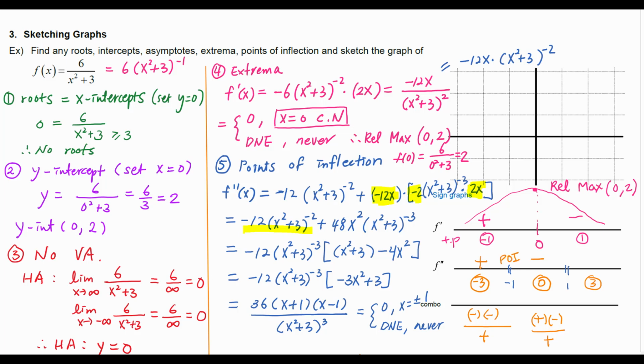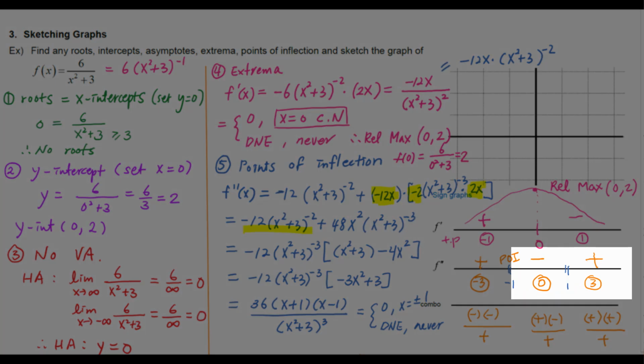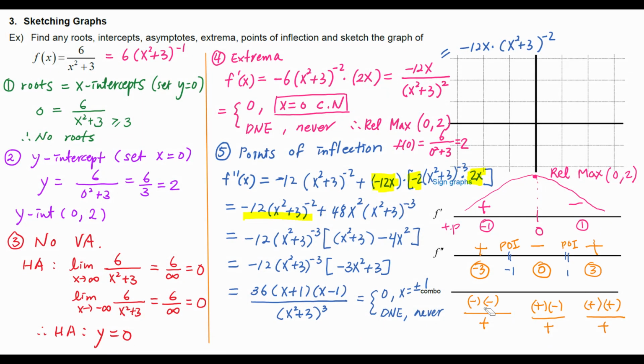How about 1? Well, we have to check the sign for 3. If you plug 3 into f double prime, it is 3 plus 1, positive; 3 minus 1, positive. In the bottom, 3 squared plus 3 is positive, and a positive number cubed is positive. So I do get positive. So again, there is a sign change before and after 1, and so 1 is again the x coordinate of a point of inflection. So you do have 2 points of inflection, at negative 1 and at positive 1.